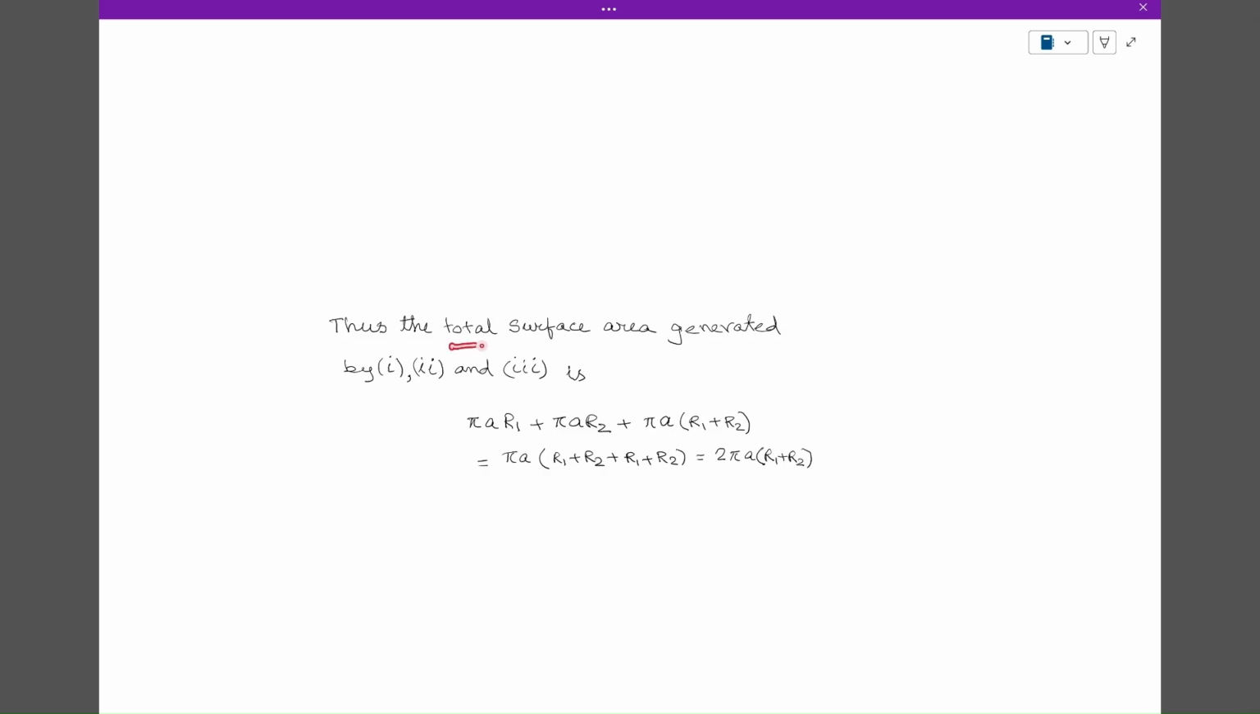Thus, the total surface area generated by the three different rotations, that is 1, 2 and 3, is pi a r1 plus pi a r2 plus pi a times r1 plus r2. And if you take pi a common from all the three terms, we get pi a multiplied by r1 plus r2, again r1 plus r2. That is 2 pi a multiplied by r1 plus r2.